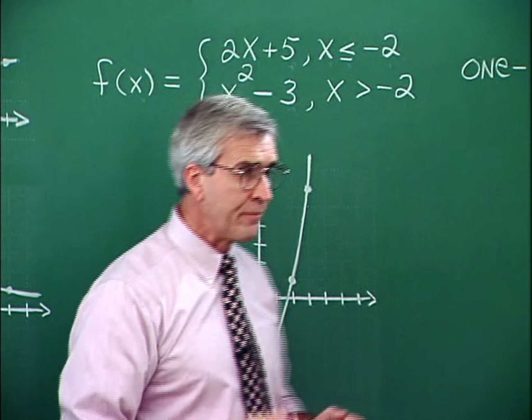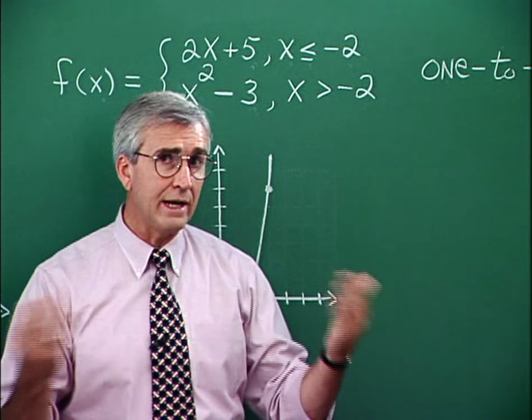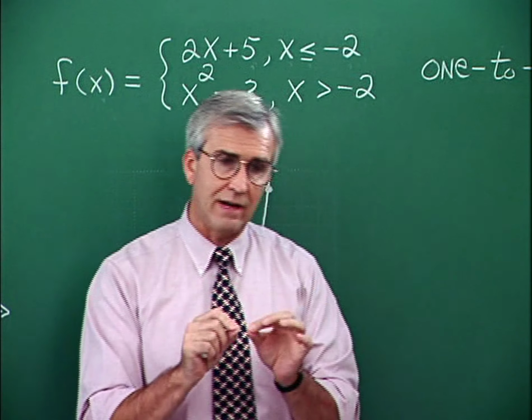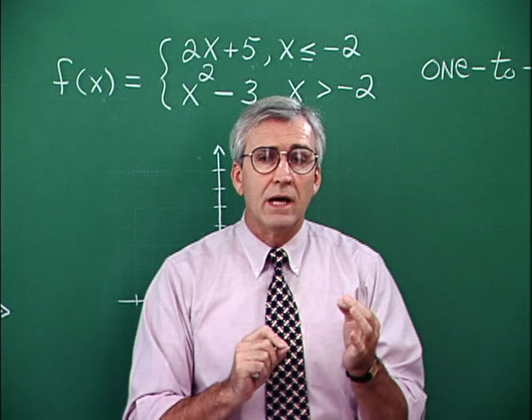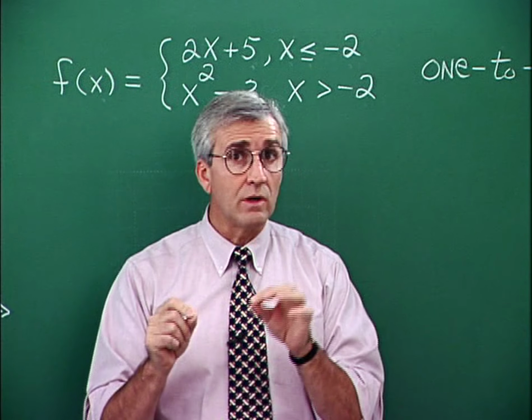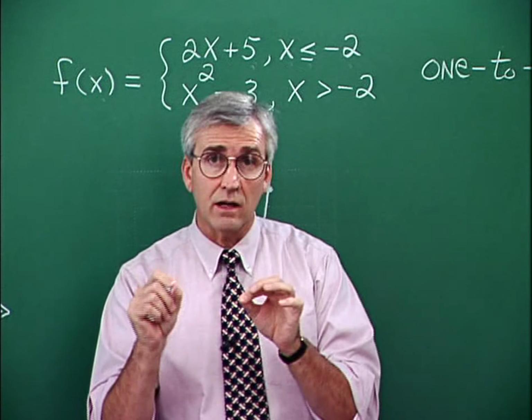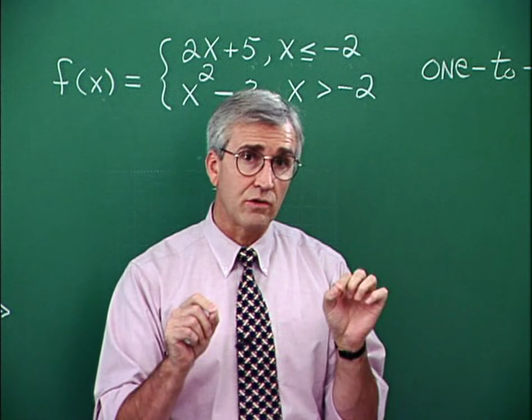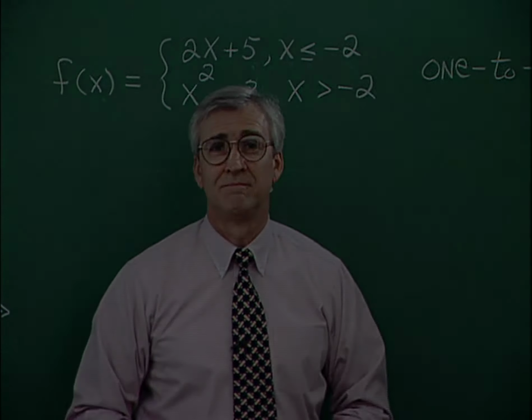It says that we already know, because it's a function, that for every x value there's only one y. But the one-to-one idea says that for every y value, there's only one x. You see, for every second component, there's only one first component, one to one.